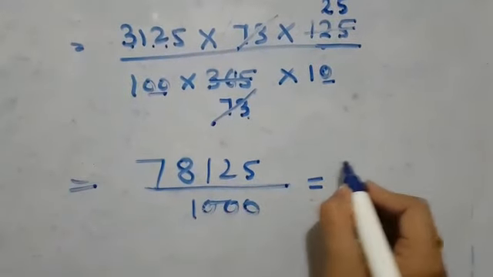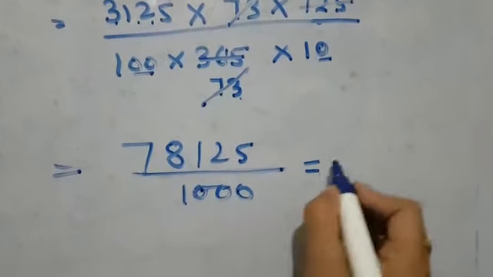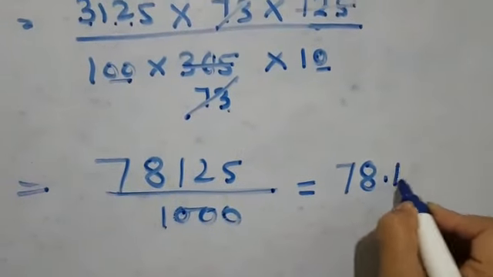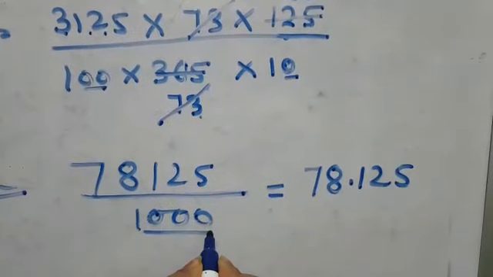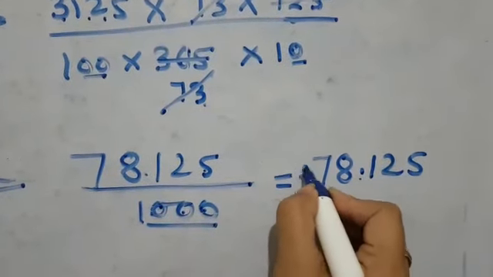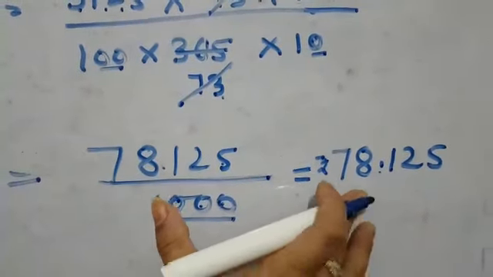So I simply prefer that where 1000 is there, I will count 1 2 3. After 3 digits I will be putting the decimal because 3 zeros are there. 1 2 3. After 3 digits I will be putting the decimal. That will be my simple interest.